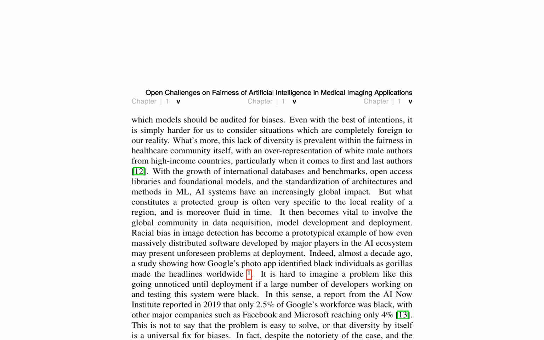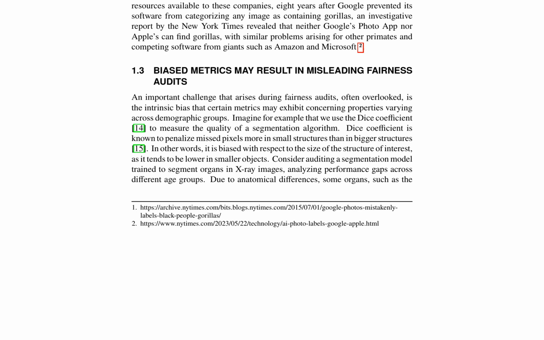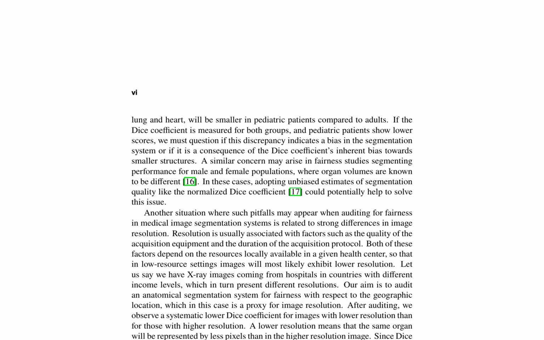The paper discusses the challenges of ensuring fairness in artificial intelligence applications, particularly in medical imaging. It highlights the need for diverse development and deployment teams to address biases. The authors emphasize the importance of considering local realities and the fluid nature of protected groups. They also discuss the limitations of metrics like the Dice coefficient, which can exhibit concerning properties varying across demographic groups. The example of using the Dice coefficient for segmenting organs in X-ray images is provided, highlighting how it may favor larger structures.